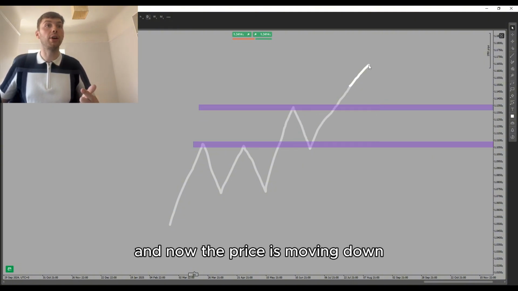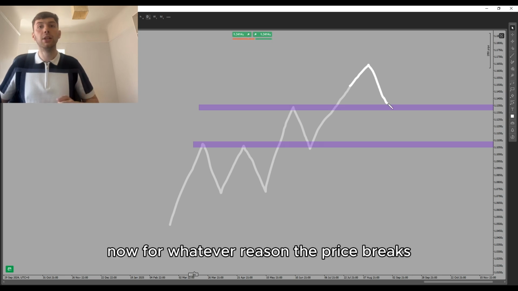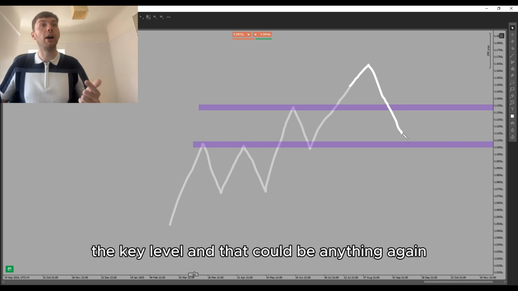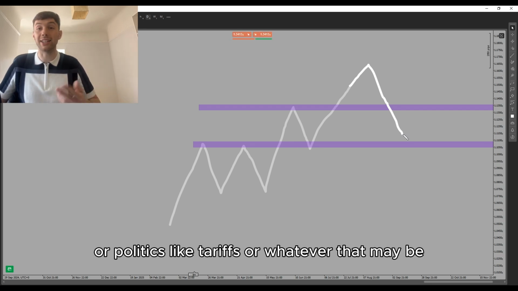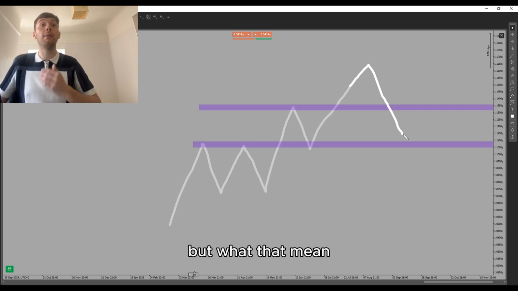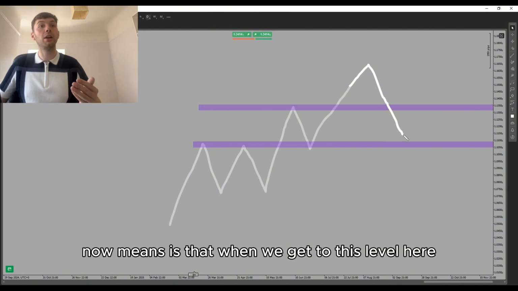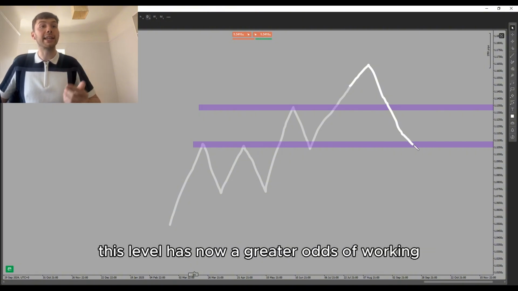And now the price is moving down. Now, for whatever reason, the price breaks the key level. And that could be anything, again, to do with fundamental drivers or the macro sentiment or politics like tariffs or whatever that may be. But what that now means is that when we get to this level here, this level has now a greater odds of working.